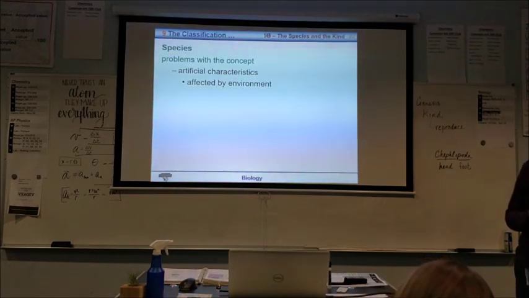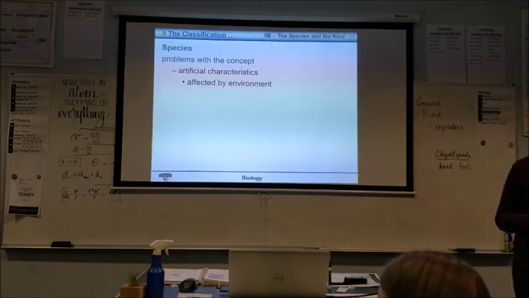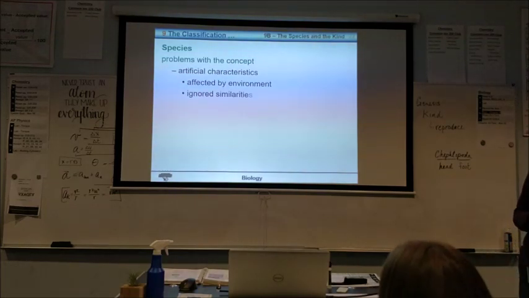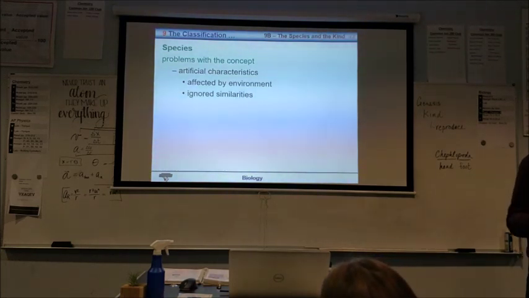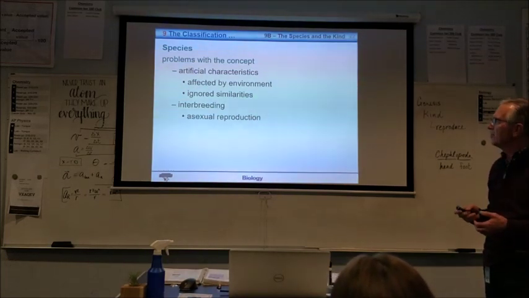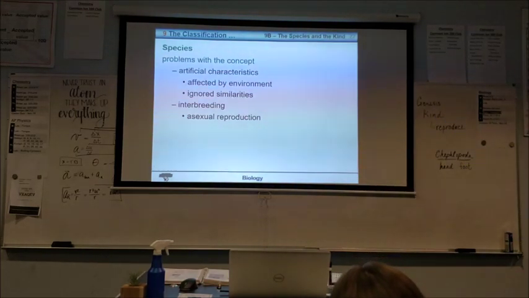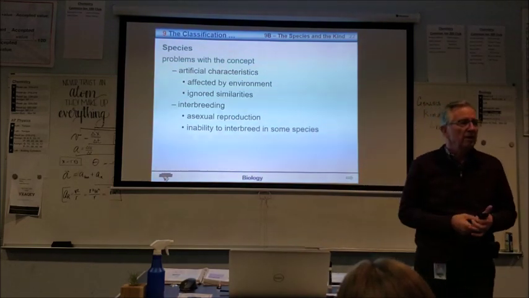Now, some of these problems, the fact that they can't even breed at all, it might be because of their environment. But some of those could actually be ignoring some similarities that really are there. So this concept of interbreeding is kind of an issue when you're deciding, will these two animals be in the same species or not, okay? So the inability to interbreed does happen in some species, okay?